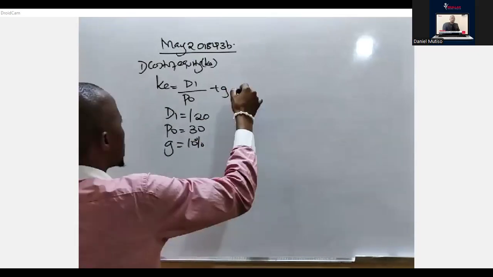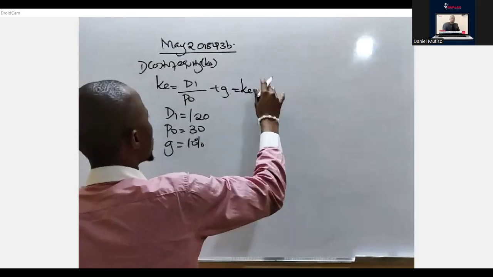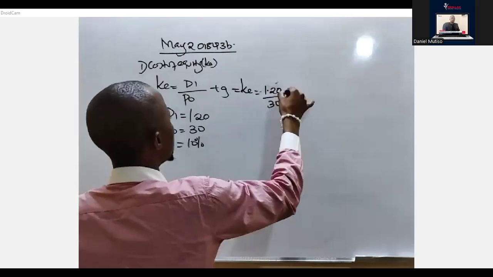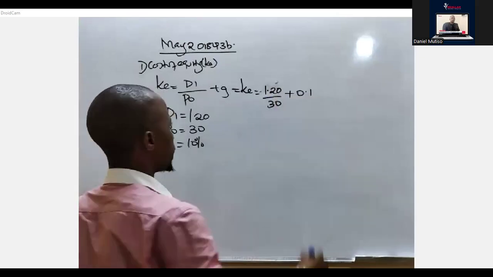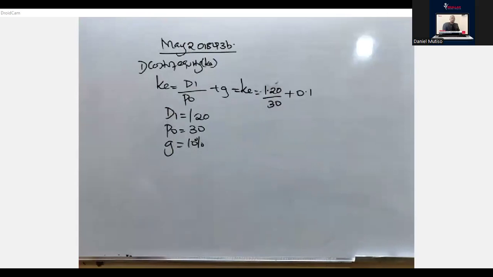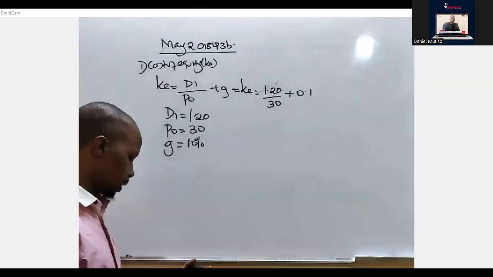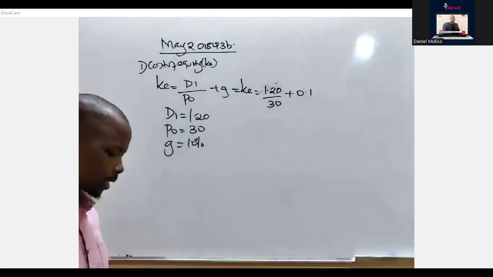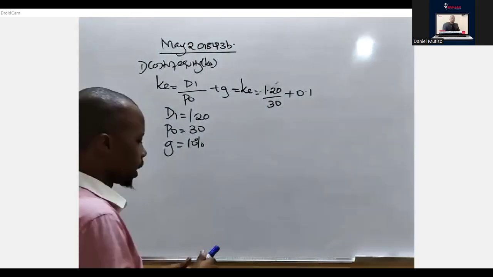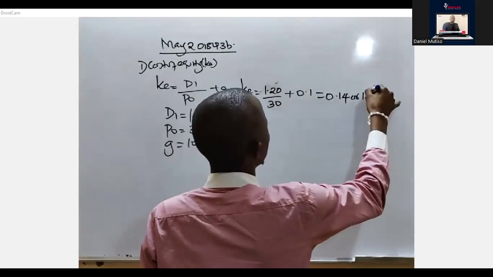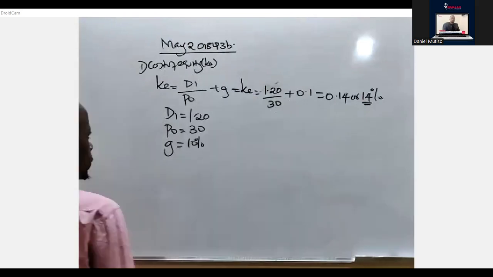To get your cost of equity now, for example, we take 1.20. We divide it by 30 plus 0.1. So how much is this? How much is the cost of equity? So I just need to take 1.2 divided by 30, then plus 0.1. You get 0.14. We get 0.14, or 14%. That is how you get the cost of equity.